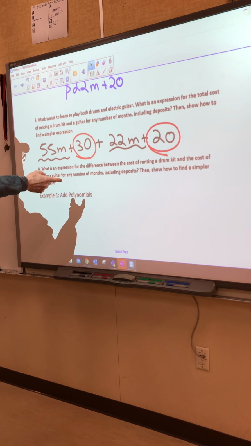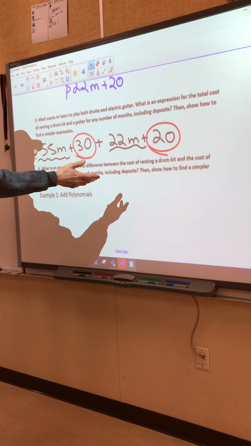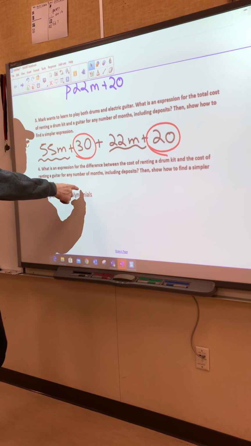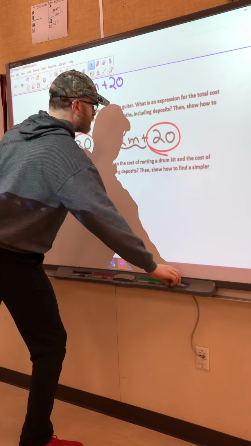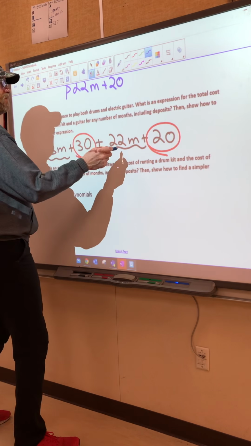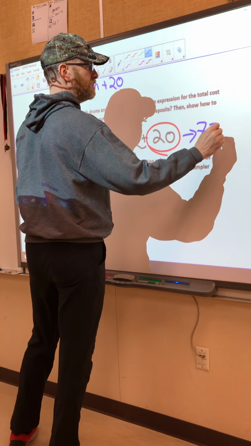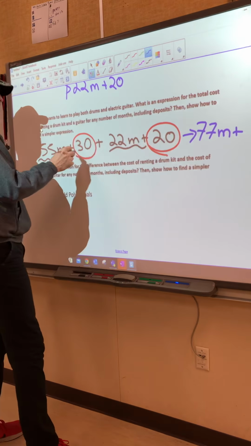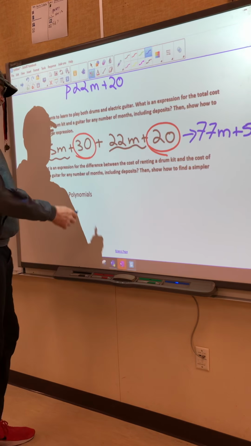What is an expression for the difference between the cost of renting a drum kit and the cost of renting a guitar for any number of months, including deposits? Okay. So I'll put that down here as well. Let's put these together. 55 and 22. Is that 77? 77m plus, what's 20 and 30? 50, okay?